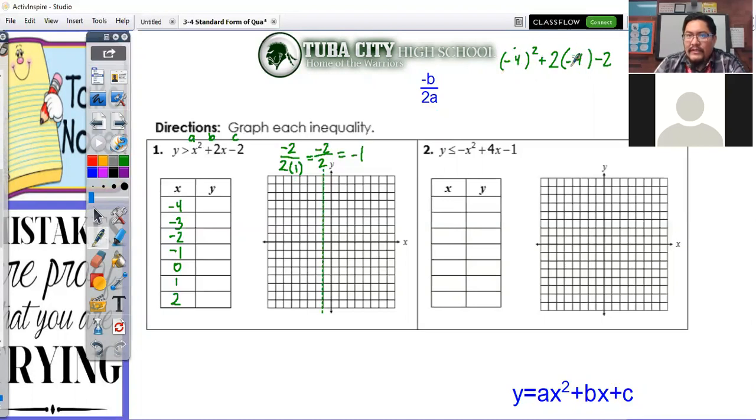So I'm going to put -4 in here, -4 in there, and just evaluate it. Take care of all the operations we have going. So I'm going to put -4 squared. -4 times -4 will be +16.